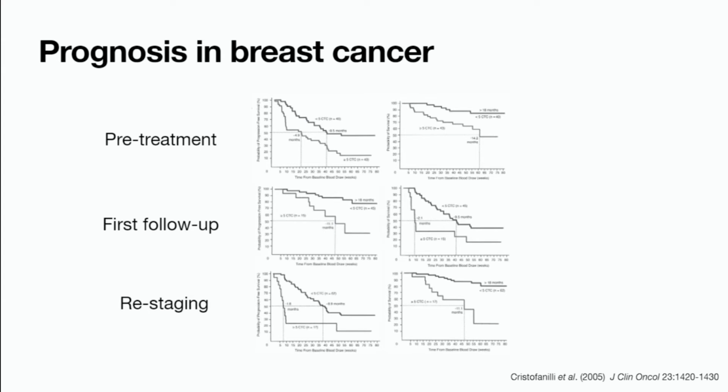And then the same thing happens in restaging. So once a patient's had more follow-up and they're being staged again, if you measure circulating tumor cells, again, if you have fewer circulating tumor cells, your prognosis is better than if you have more circulating tumor cells. So these are the types of data that at least justify doing circulating tumor cell counts in these patients.